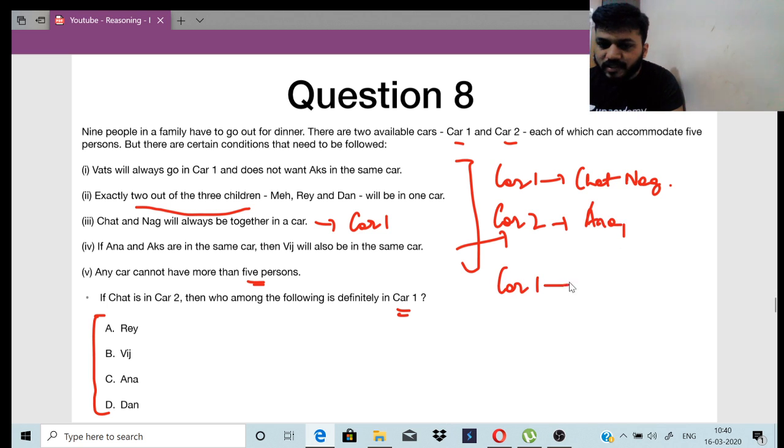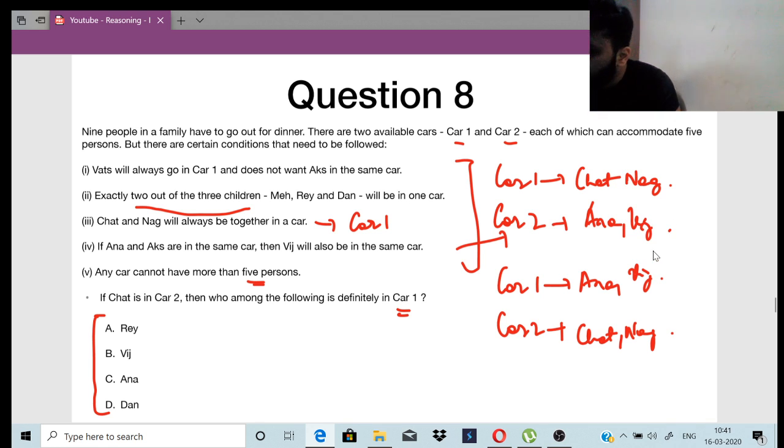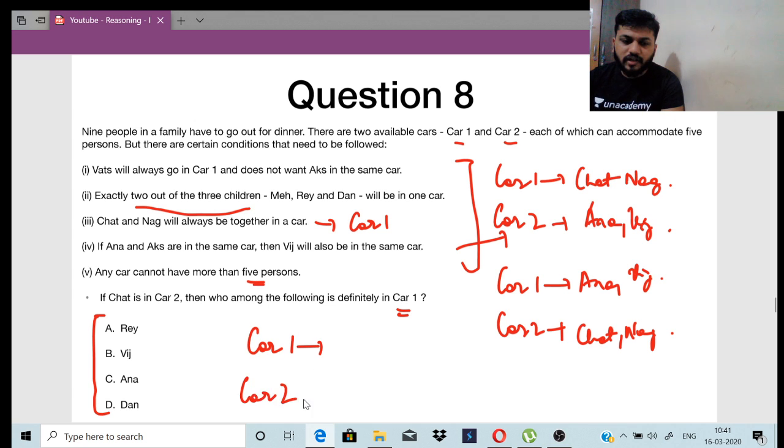Now again a possible combination: car 1, Anna and Vij; car 2, Chat and Nag. Then again the possible combination of car 1 and car 2. I'm taking only these people into reference. What they have told: Ray and Dan are always together. So these two will already be eliminated, right? Ray, Dan and May, in these three, 2 people are always together. So option A and D will be eliminated.